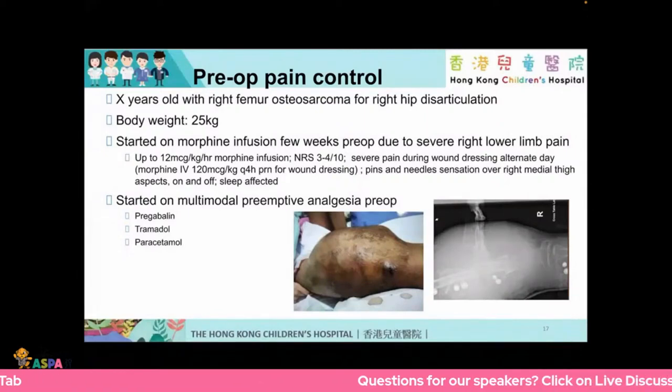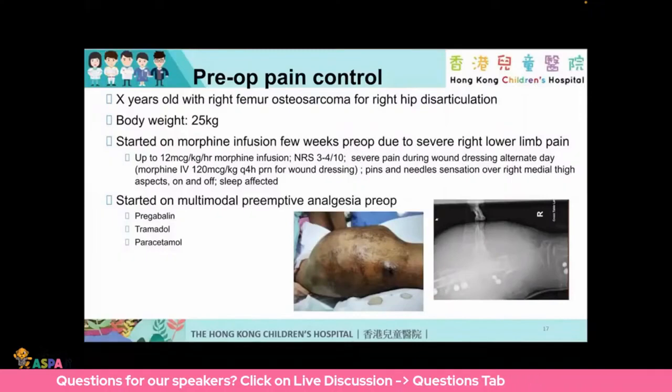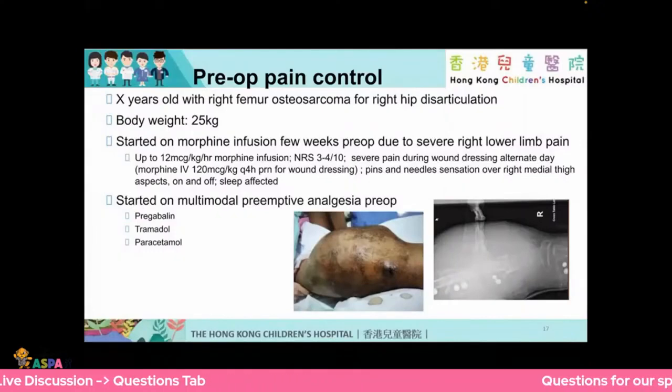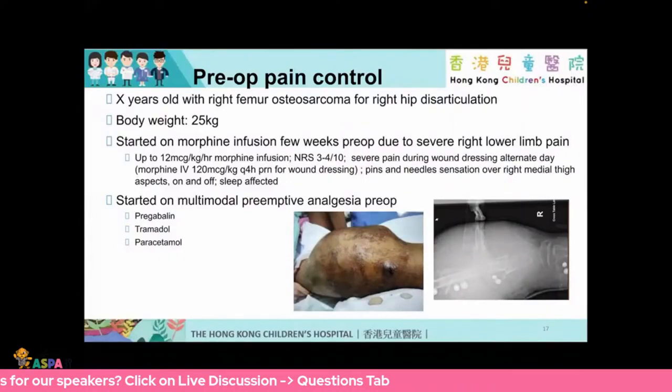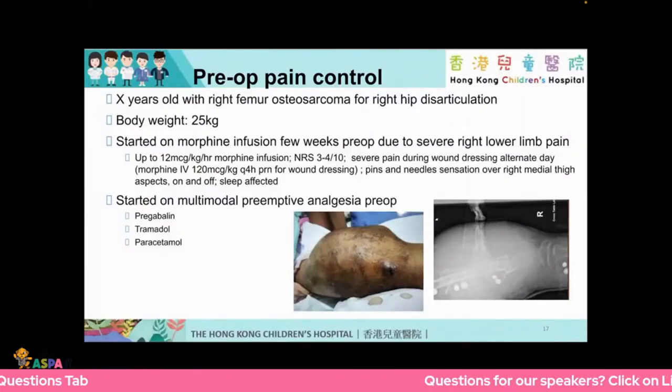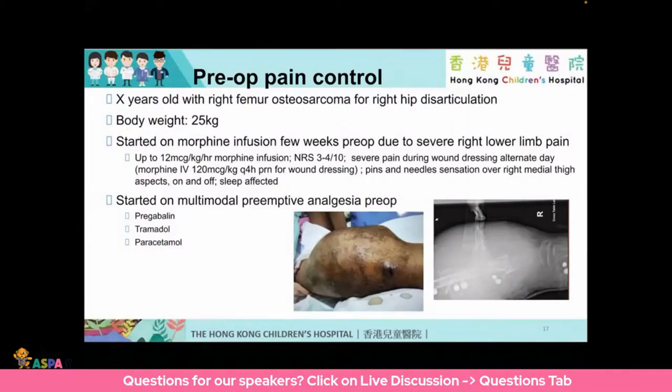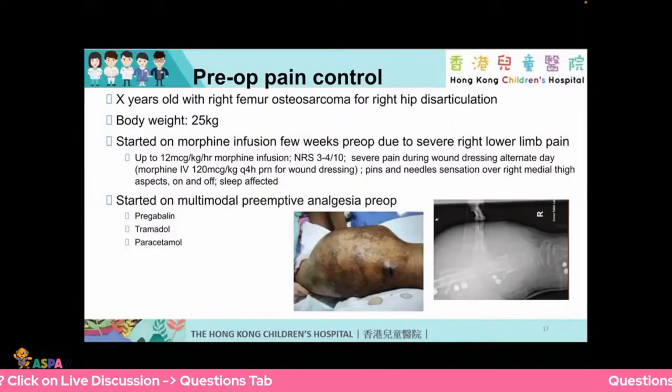This is an 8-year-old girl with a right femur osteosarcoma, for right hip disarticulation. Her body weight was 25 kilograms. As you can see, the mass is so huge that it distorts the underlying anatomy, and she has to have alternate-day wound dressing, which you can imagine is very painful, especially with the underlying bone fracture. She had been put on morphine infusions, which were not enough, and we also supplemented with agents such as pregabalin, tramadol, and paracetamol. Then she was sent for surgery.